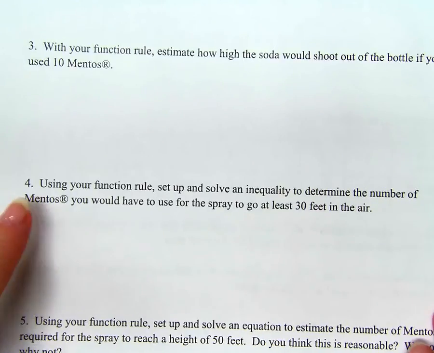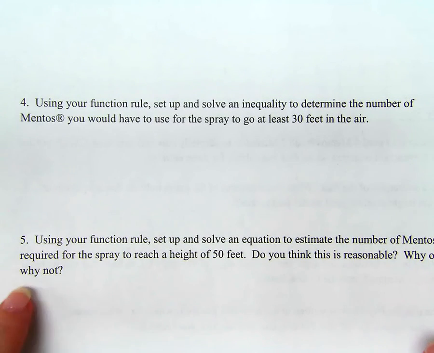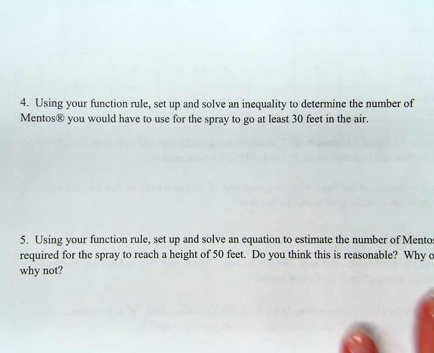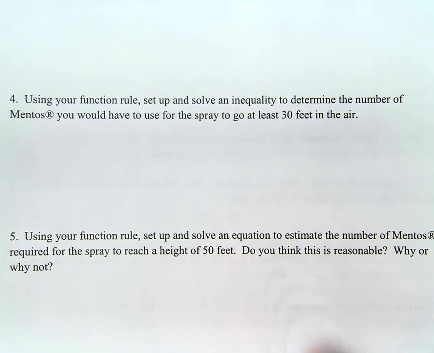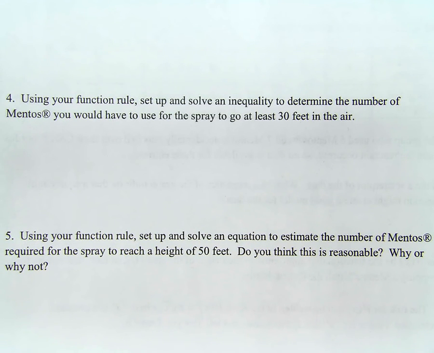Using your function rule, oh, sorry, we just did number 4. Number 5 is what I'm going to leave you to do by yourself. Using your function rule, set up and solve an equation. Notice it's asking for an equation to estimate the number of Mentos required for the spray to reach a height of 50 feet. Do you think it's reasonable? Why or why not? That's the one I'm going to leave for you to do by yourself. Hopefully for the end of class, because then you won't have any homework. Okay? Any questions?